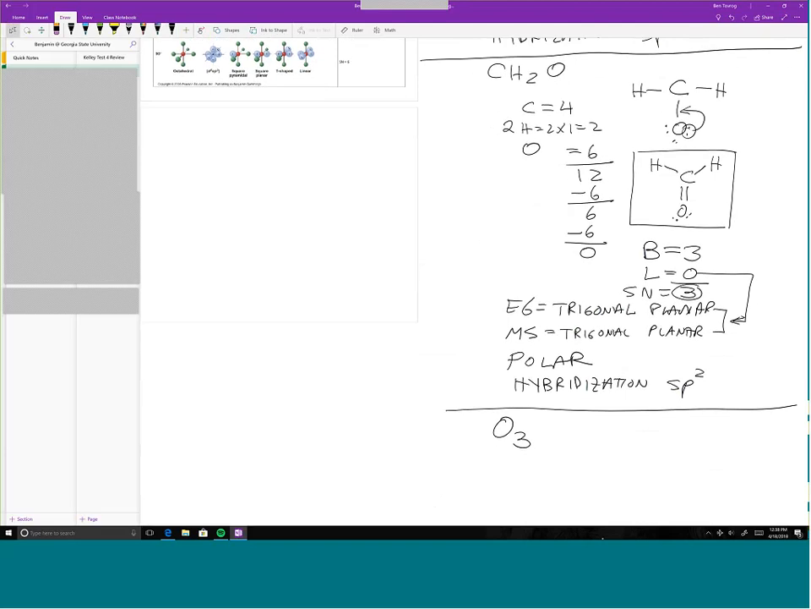A molecule made up of, do lone pairs increase the steric number? That's a question that just came in. Do lone pairs increase the steric number? And the answer is yes, they do.